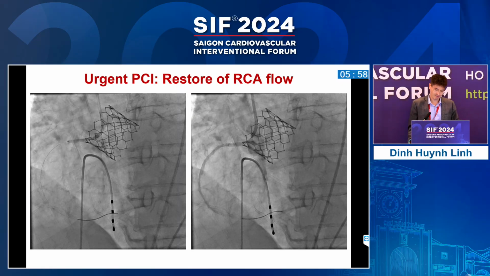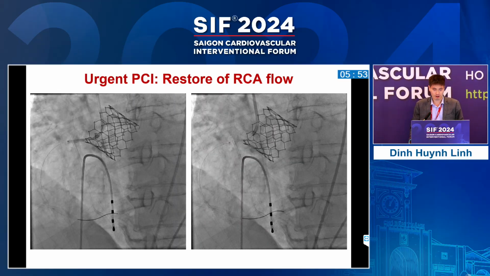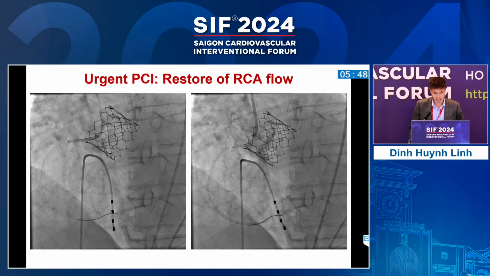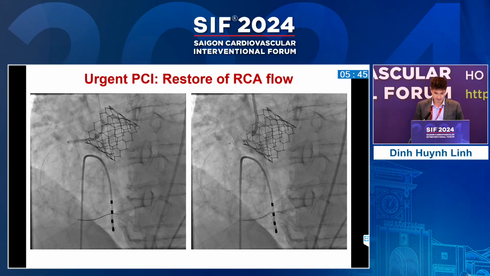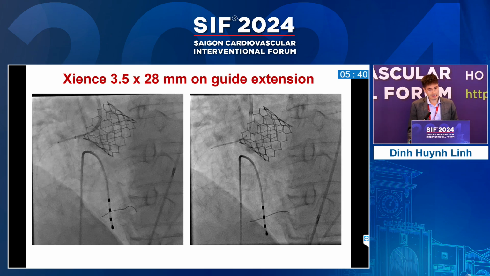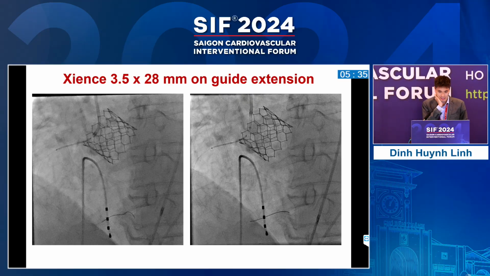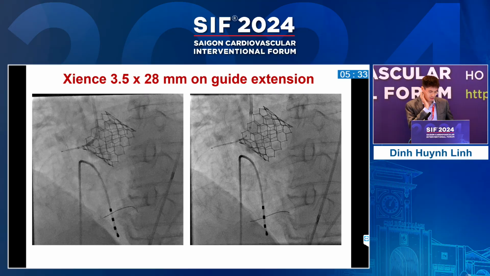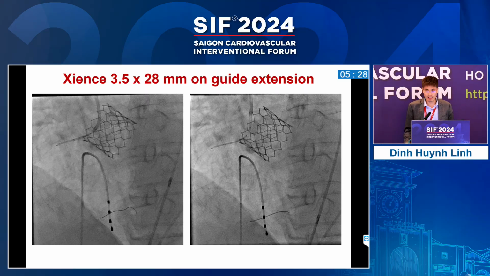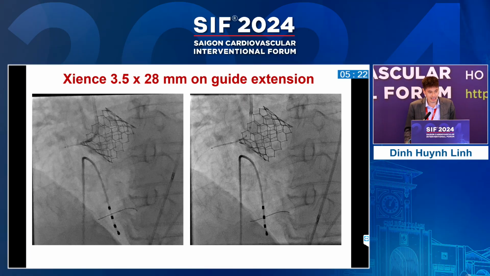We do the ballooning, and we can restore the RCA flow. No matter what the cause was, we had no idea what the cause is, but we need to restore the RCA flow. So we restore it, and we thought we needed to stent it. So we put a Zions 3.5 by 28 on the guide extension. The reason why we used the guide extension is because we had no idea, maybe the stent structure partly blocks the RCA, so it is safer to use the guide extension so that we did not dislodge the stent.